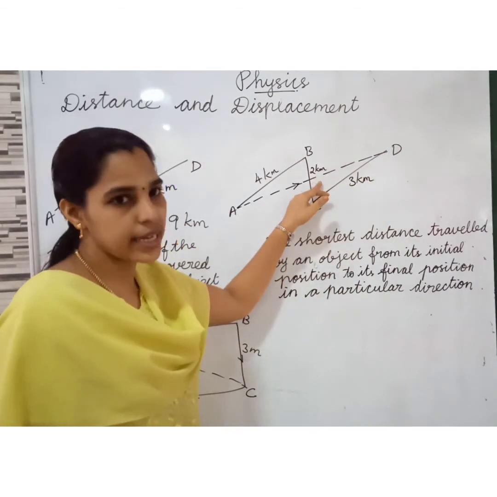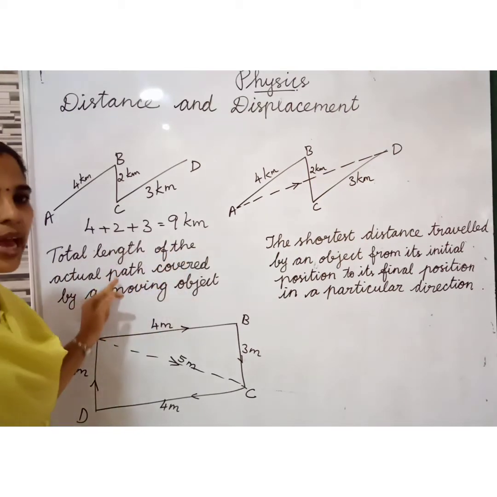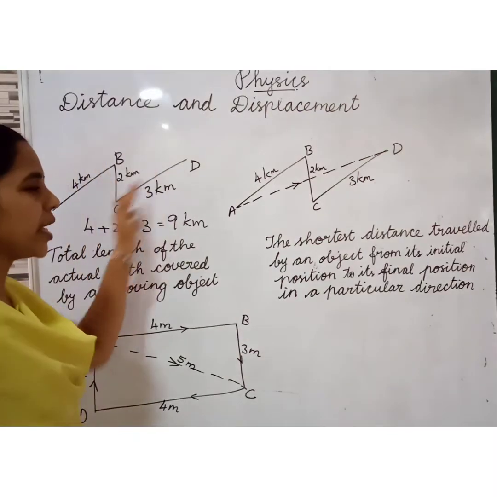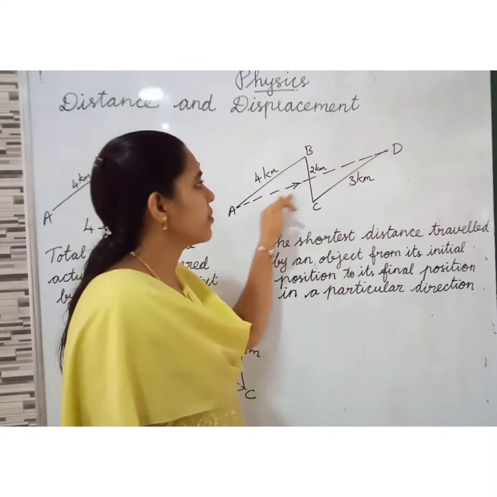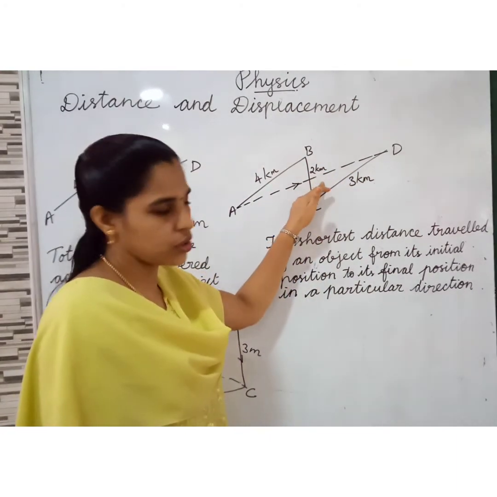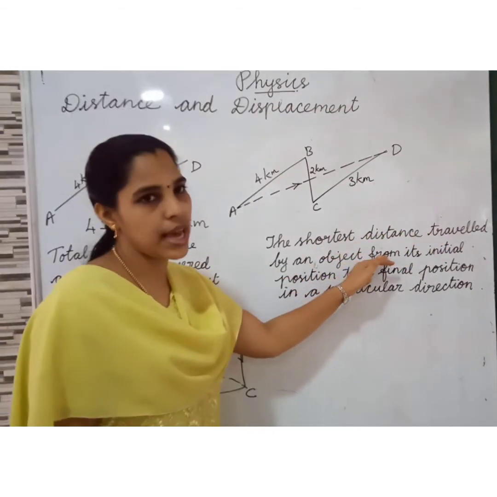It has direction. So distance is the total length of the actual path covered by a moving object, the whole path. But the vehicle moving from A to D will have a direction and magnitude. So displacement is the shortest distance the vehicle has traveled.